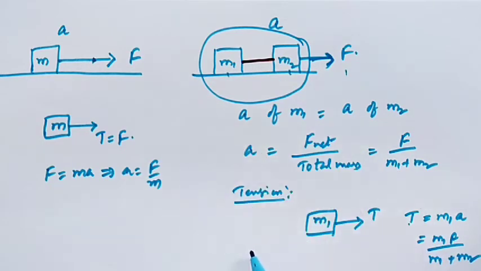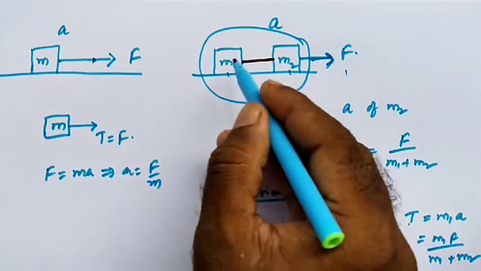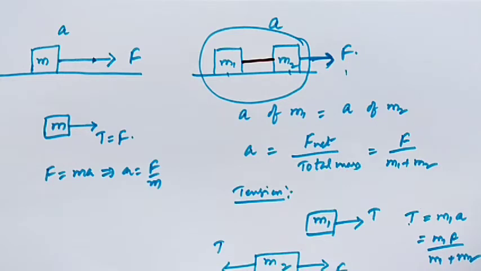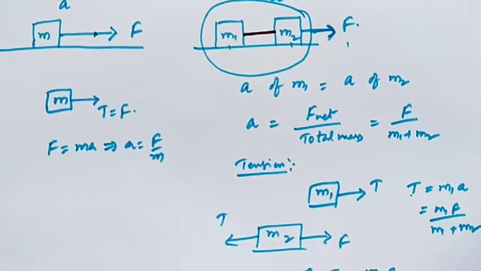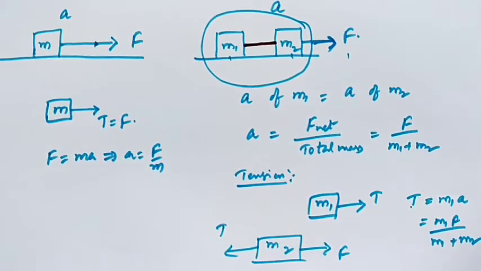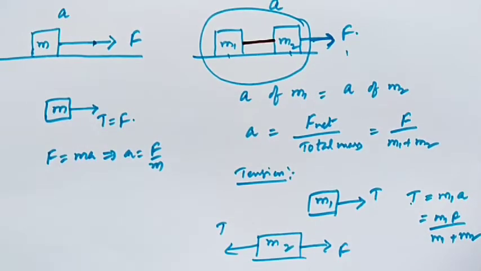Now what is the net force acting on m2? See the free body diagram for m2. On m2 this is the applied force, and the string will be pulling the body this side. So the net force, F minus T, is equal to m2 into a. Understood now? In this way we can calculate whatever needs to be calculated. In this way we need to draw the free body diagram.